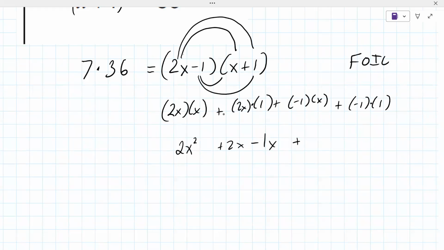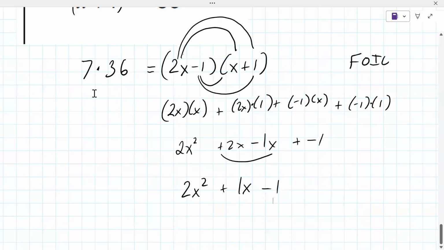Now it's -1 times 1. You're multiplying. This is where, if you want to grab a calculator, that's fine. If you feel unsure, it's fine. Yeah, sorry. That's okay. -1. What is 2x minus 1x? That would be 1x. That's right. 2x squared plus 1x minus 1.